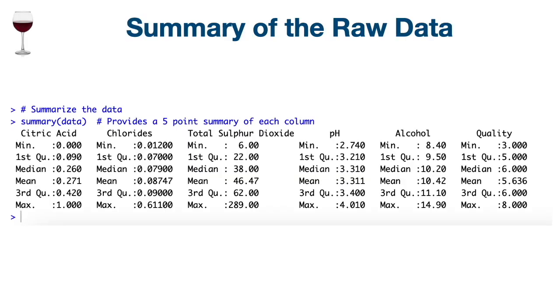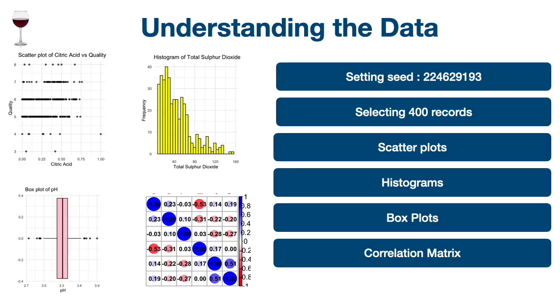This is a 5-point summary of the dataset, which provides an overview of the dataset by highlighting the minimum, maximum values and the 3 quartile values of the variables. Before performing any analysis, a seed based on my roll number was set to ensure the reproducibility of the results. From the dataset, 400 records were selected for exploratory data analysis.